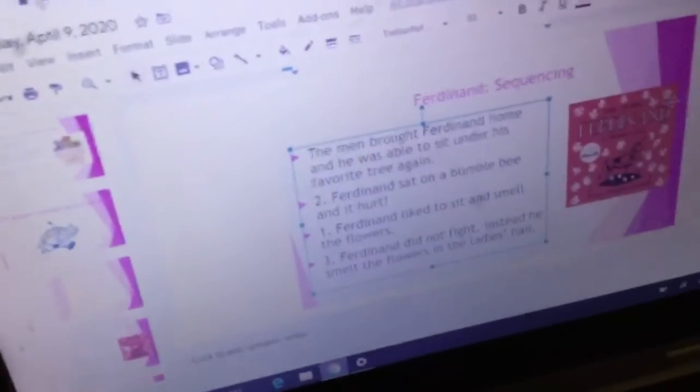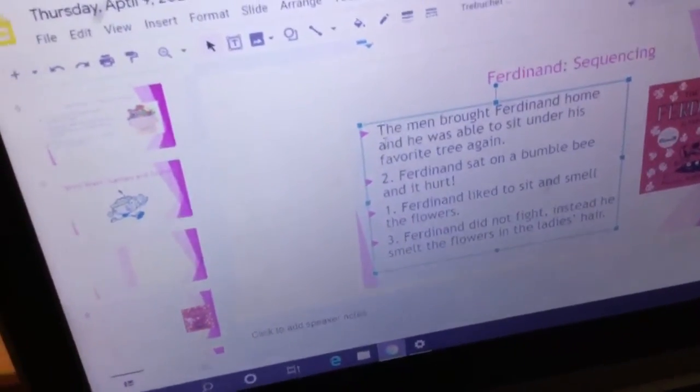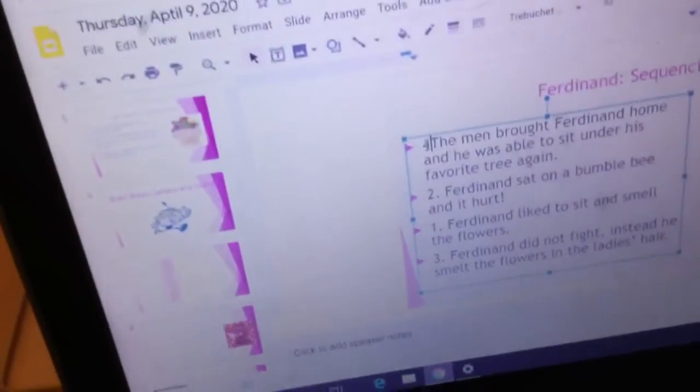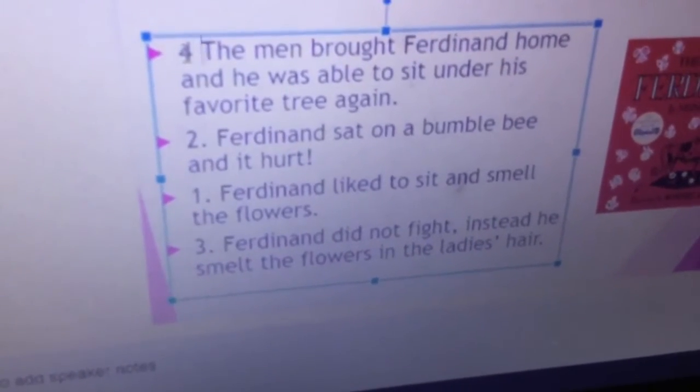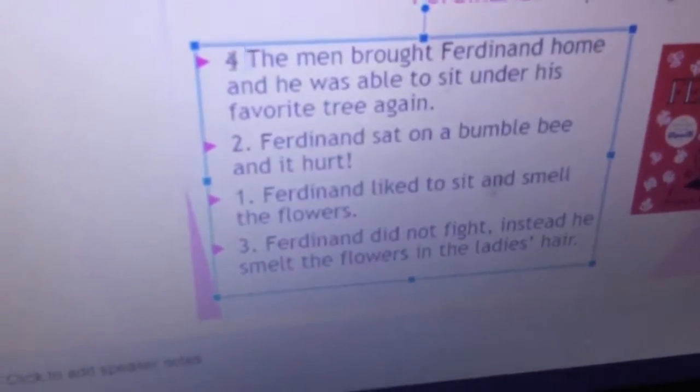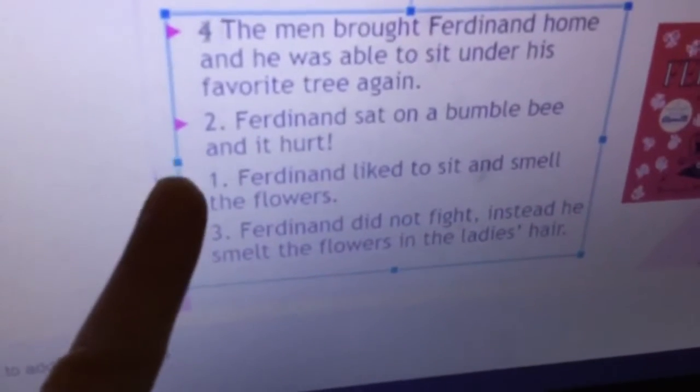So now that event, that last bullet up here, must be event number 4. The last thing that happened in our story. So we're going to put a 4 next to that event. Now, let's read our events back in order and see if they're in the correct order this time. So we're going to start with number 1 right here.